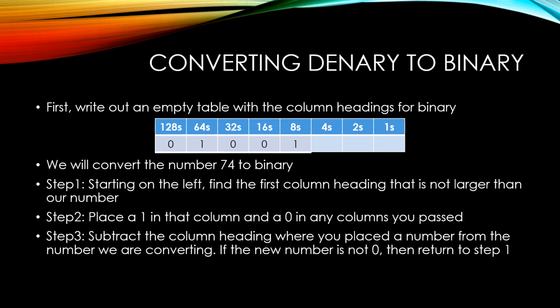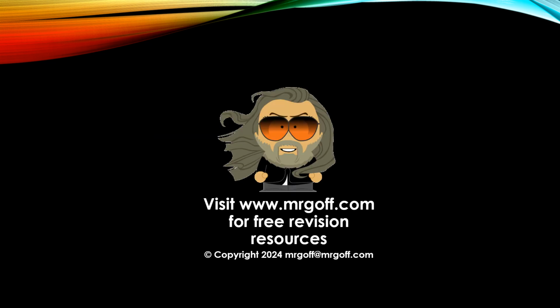We start on the left for the next column heading we haven't looked at, and 2 is the biggest column heading that we can see. We place a 1 in there. We subtract it and we have a value of 0, so we know we can complete our number by filling it out with zeros. That brings us to the end of this video on binary.